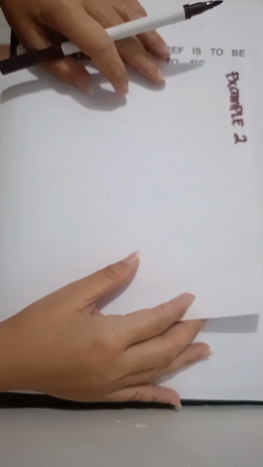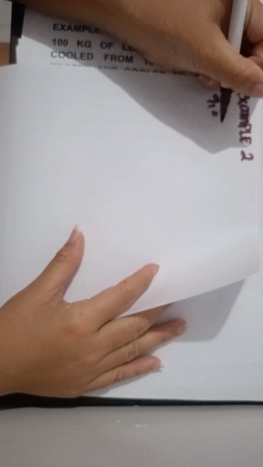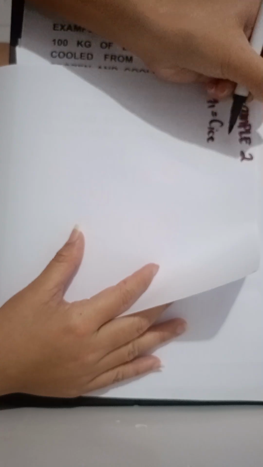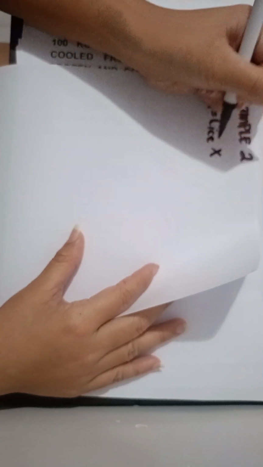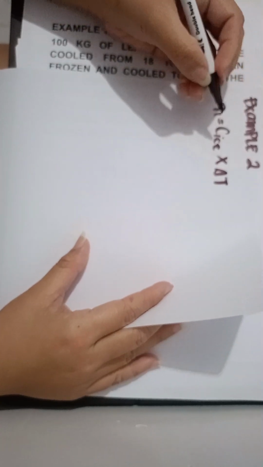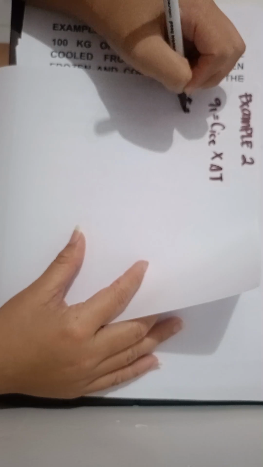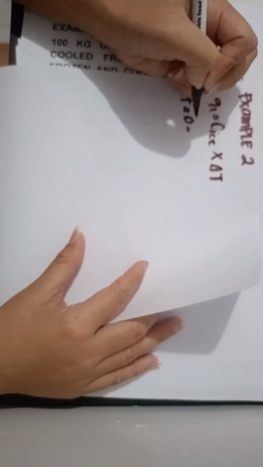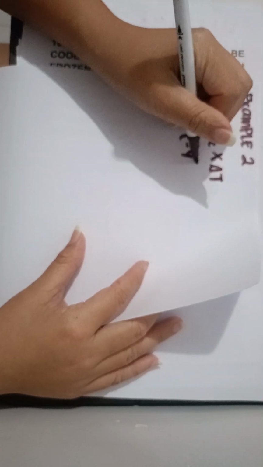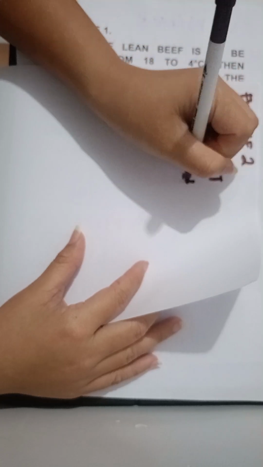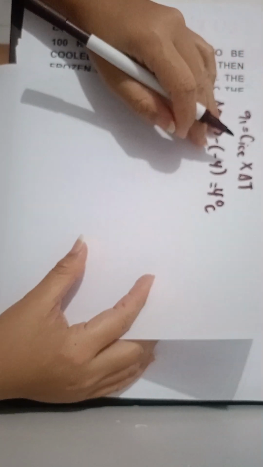So this is our other explanation, for example number 2. Earlier, Q1 equals C, this is for the ice, multiplied by delta T. Earlier, delta T is 0 minus negative 4, so our answer for this is 4 degrees Celsius.